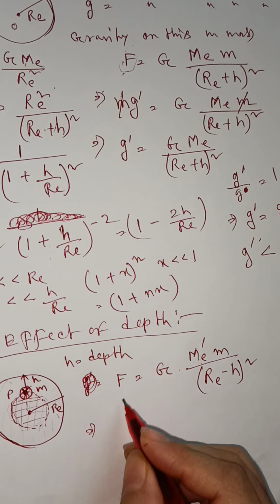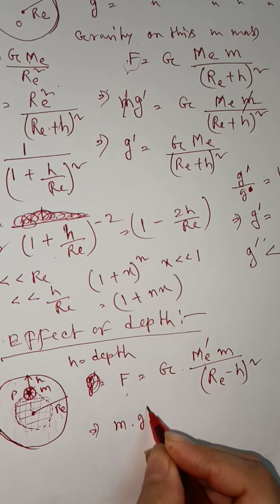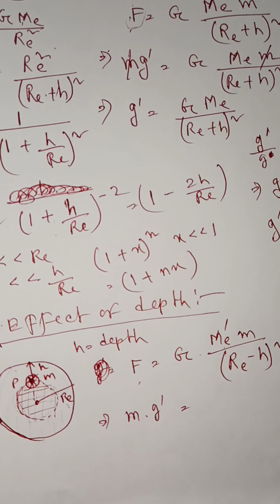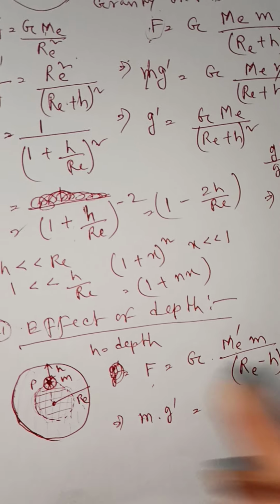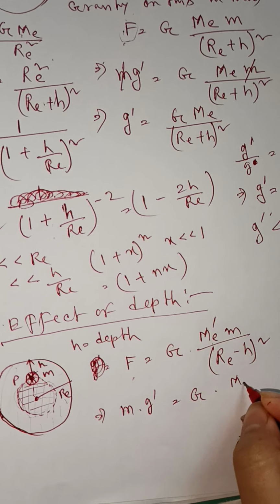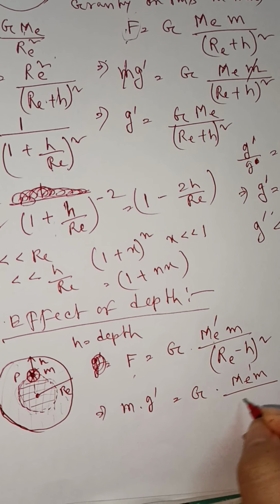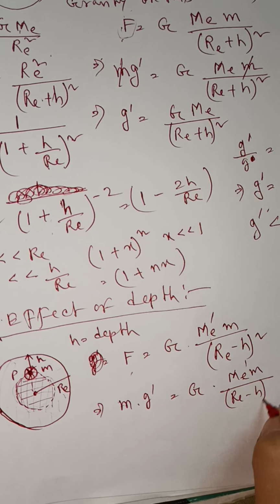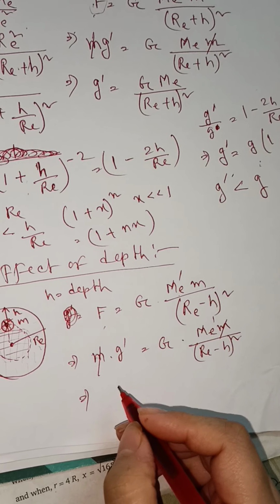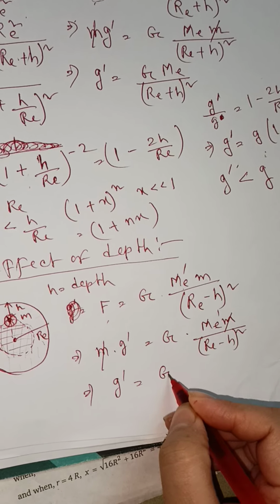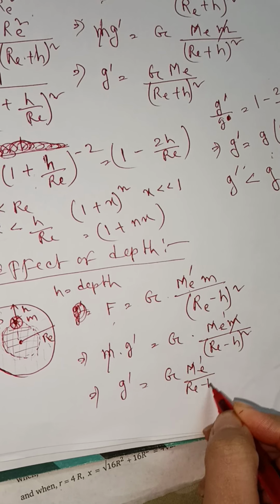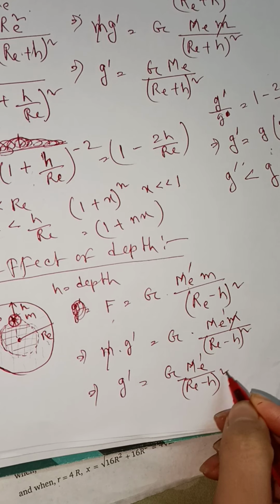So now we know that F equals m into G dashed, because G dashed is the gravitational attraction of m mass due to this force F. So F equals mg dashed. So capital G into ME dashed small m by (RE minus H) whole square. Now small m cancels. Now G dashed equals capital G ME dashed by (RE minus H) whole square.